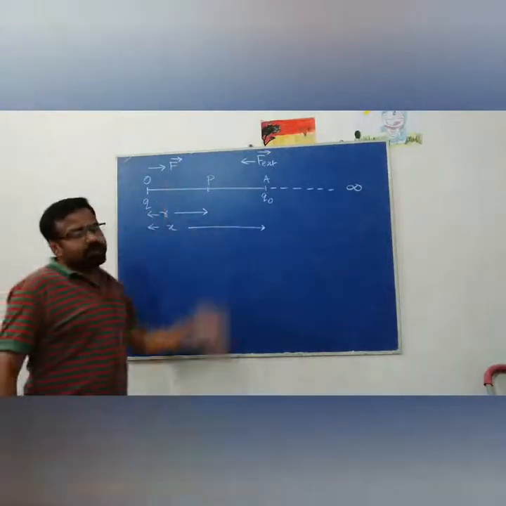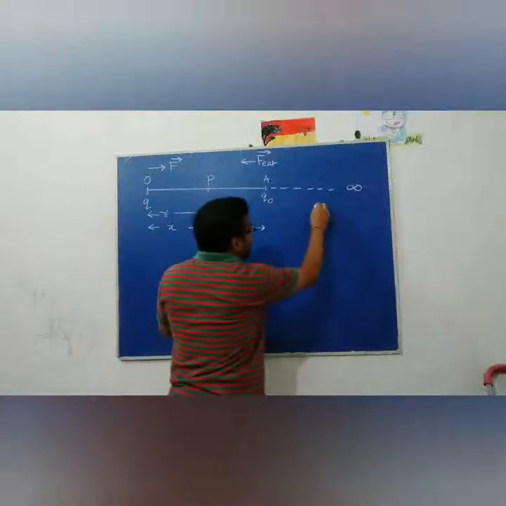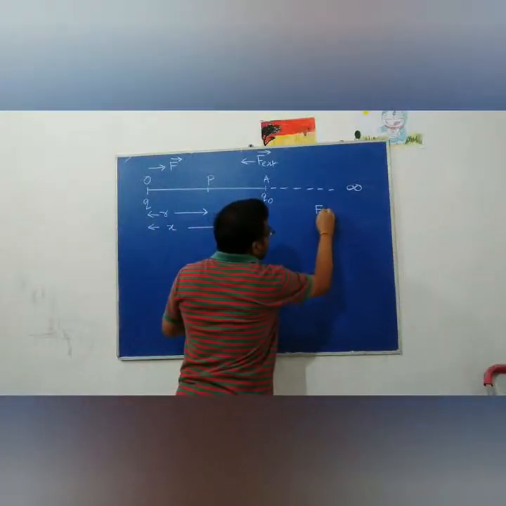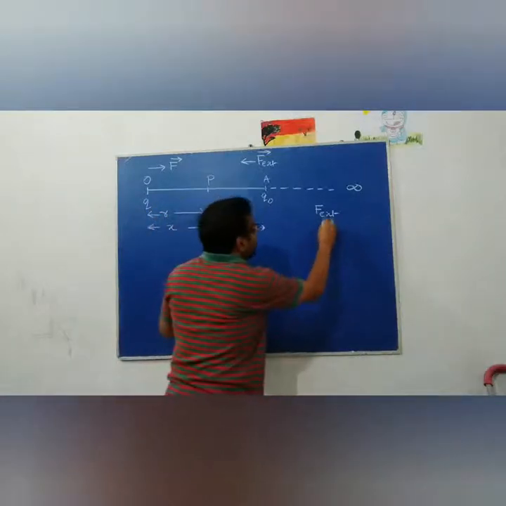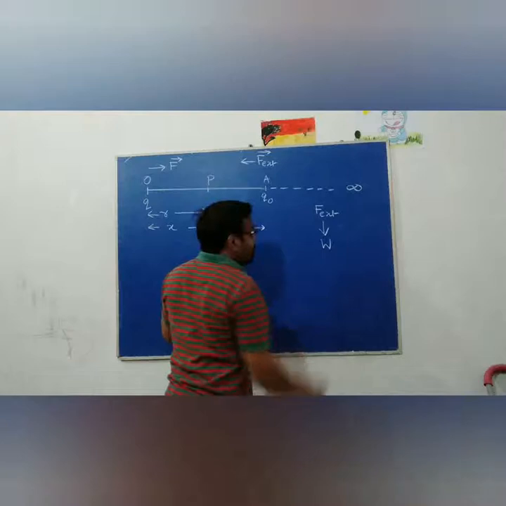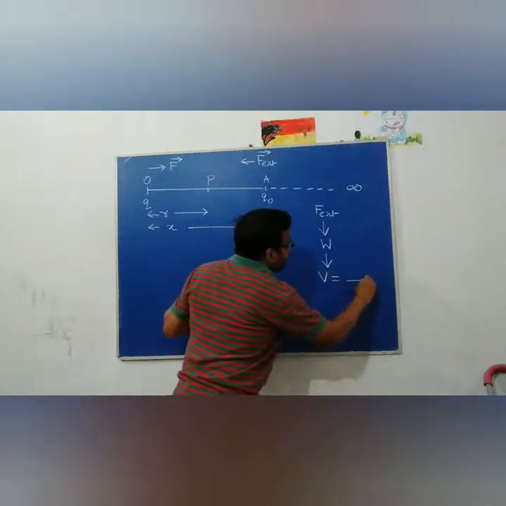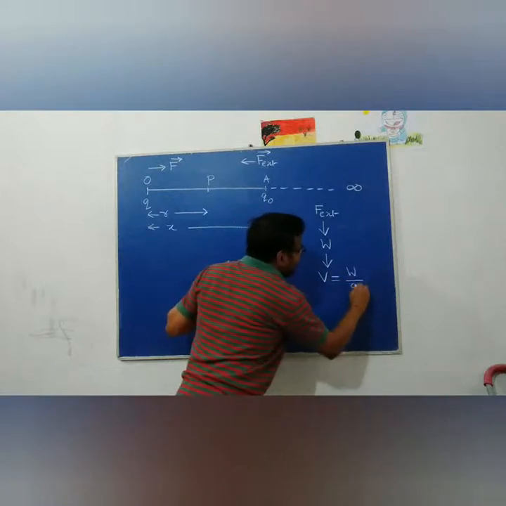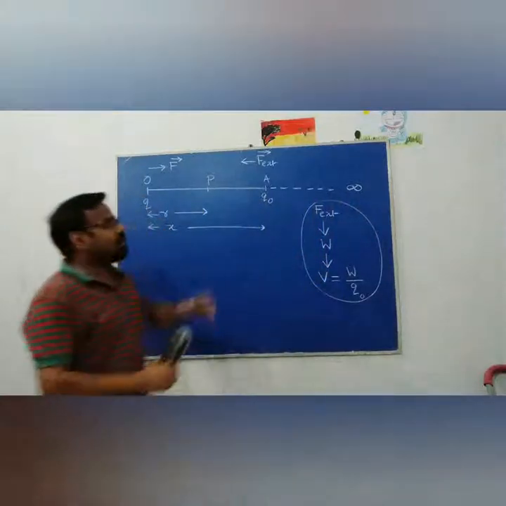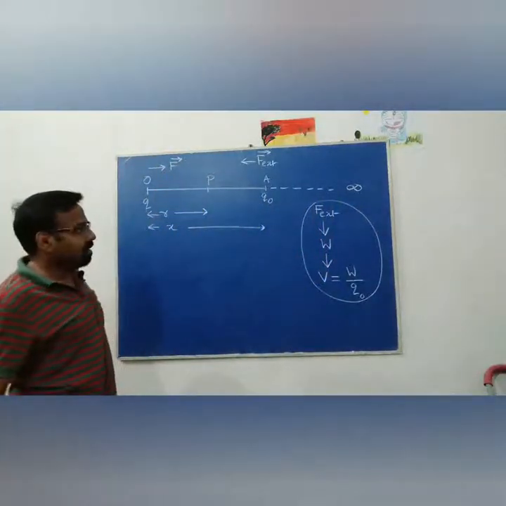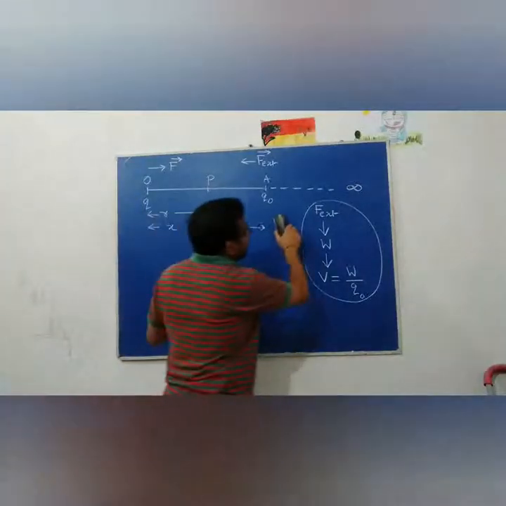So to derive this one, we have to remember one chain. See the chain. First we have to find out the value of external force. Why? To find out the work done. Why? To find out the potential, because potential is equal to how much? Work done by test charge. Once you remember this chain, we can easily remember this derivation. So see how we proceed.